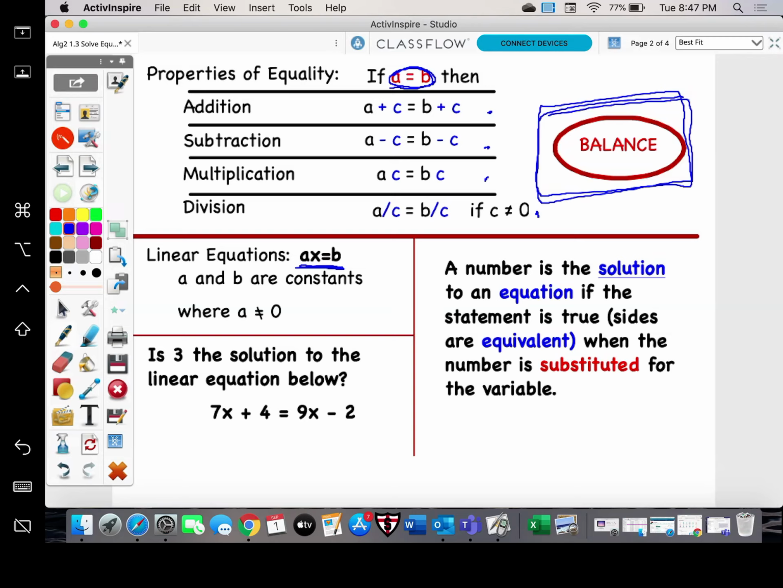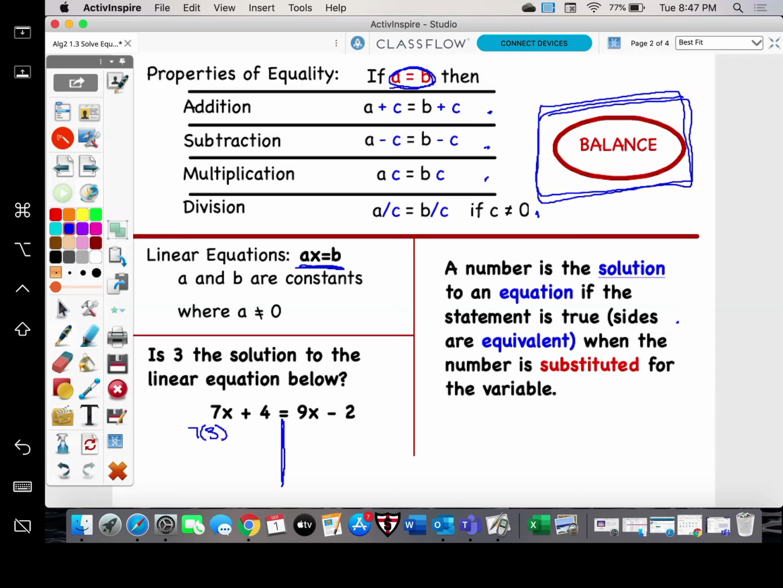How would you determine if 3 is a solution to the equation we have here on the lower left-hand side? Over on the right, it tells you how to do that. It's a solution if the statement is true, so both sides are equivalent. That does not mean you start solving for x and see if you get 3. That means you substitute onto both sides and see if they are equivalent when you're done.